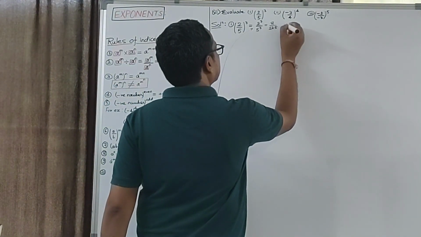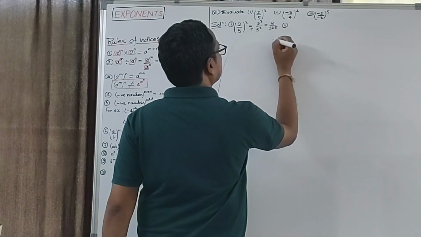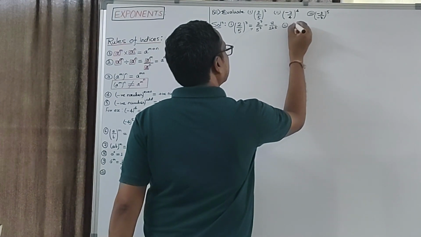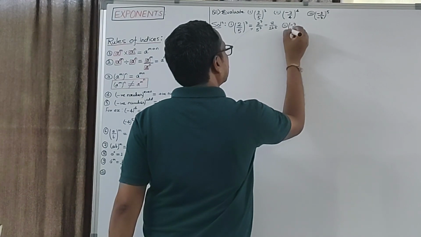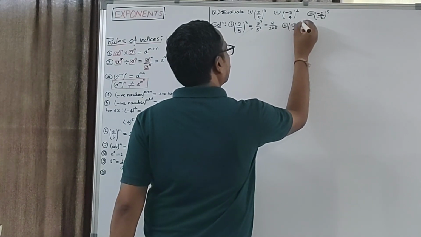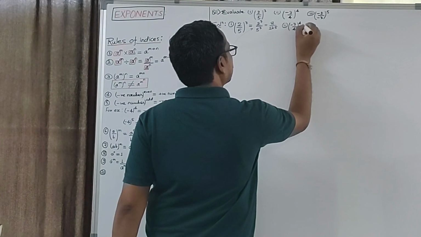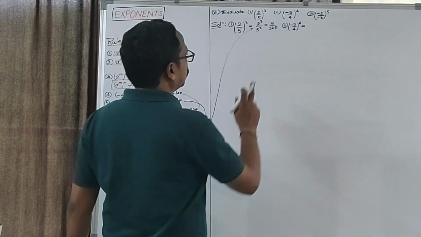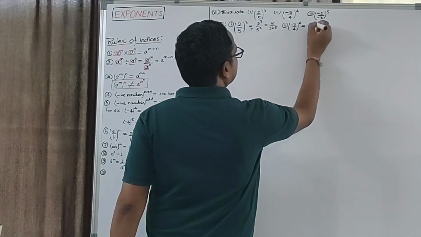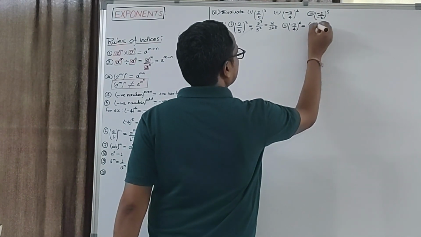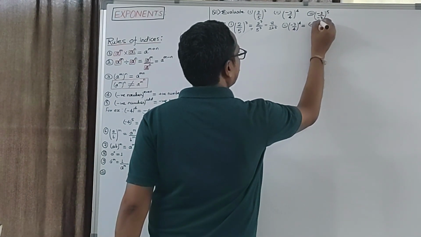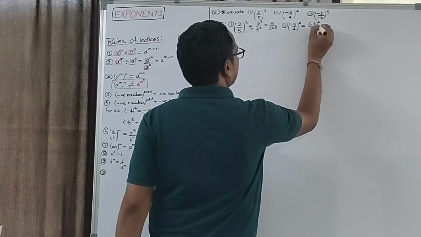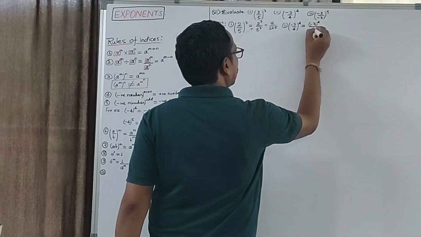Second one, let's see what we can do here. Minus 3 upon 4, to the power 4. So again, we will use the same rule. We will write it as minus 3 to the power 4, upon 4 to the power 4.